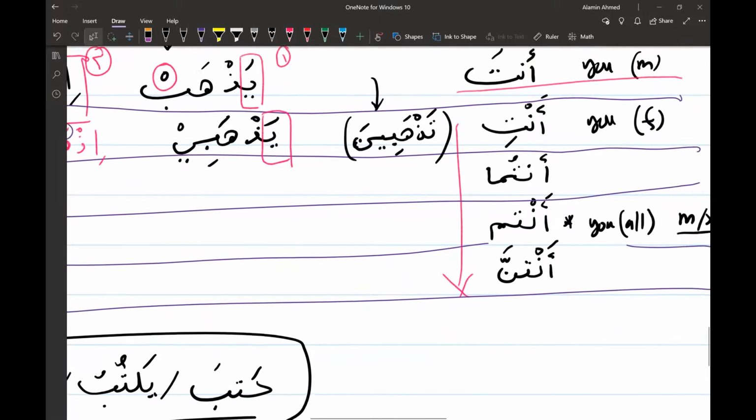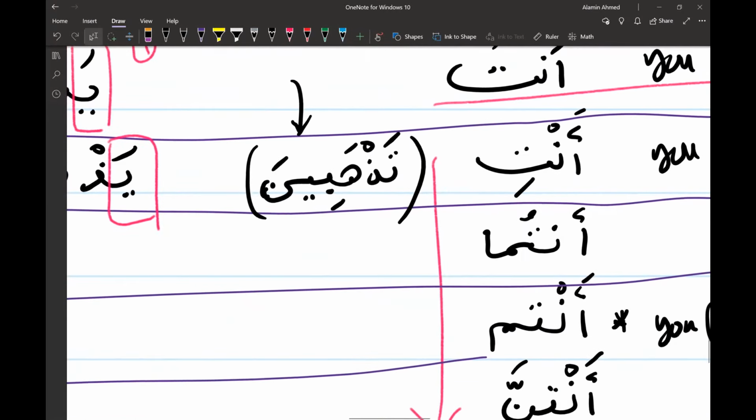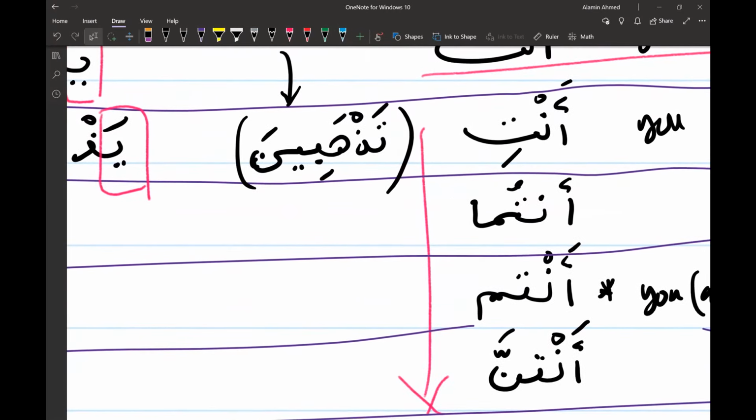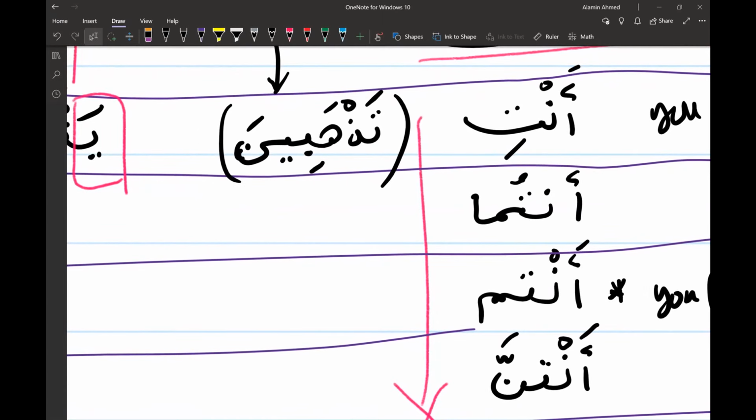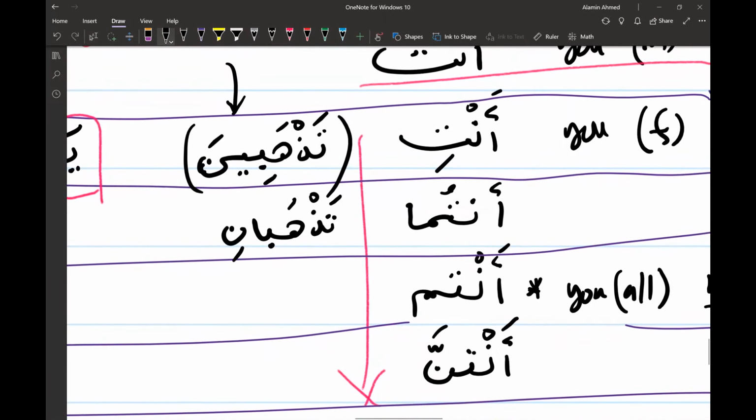Okay, antuma. Someone give me the verb dhahaba yadhabu. How do we say antuma in the normal case, the marfu state? Antuma. You two go. You two are going. In the present tense, you two are going. Tadhabani, yes. Everybody agrees? Tadhabani, right?